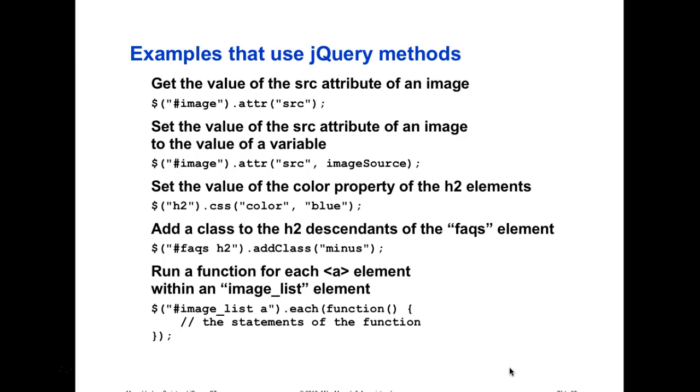And the last example here is an example of running a function for each anchor tag within an image list. So we're saying for each anchor tag inside that ID, let's do something with it. So those are some good examples, but again, you have to see how they work. And a lot of the best documentation comes from docs.jQuery.com.